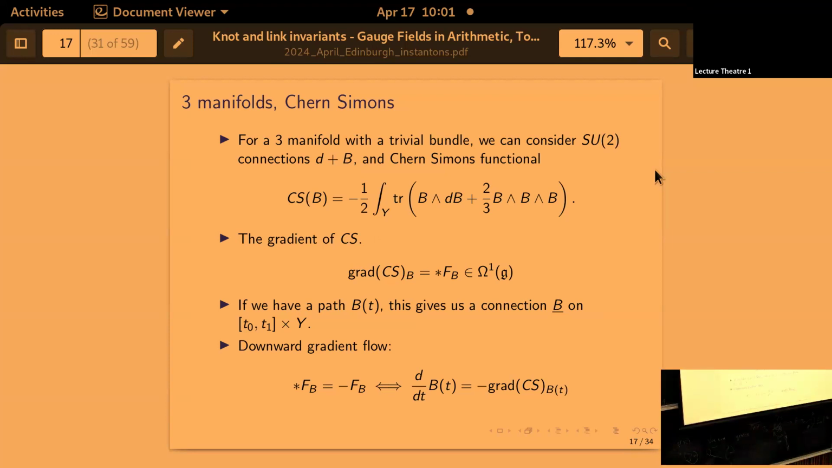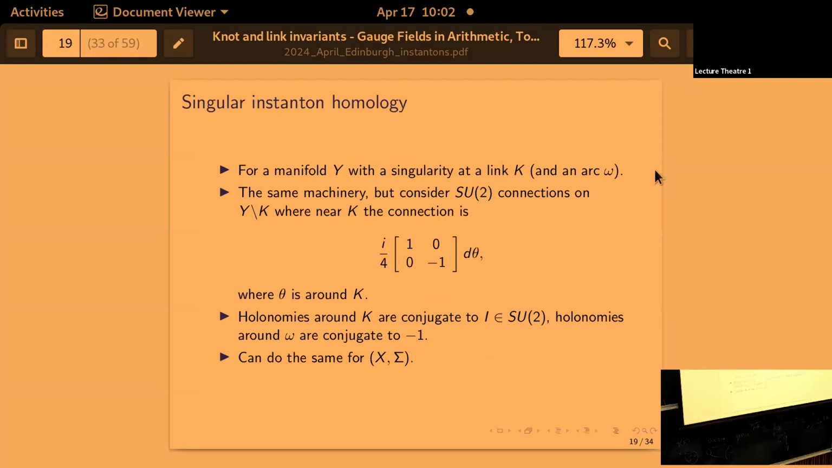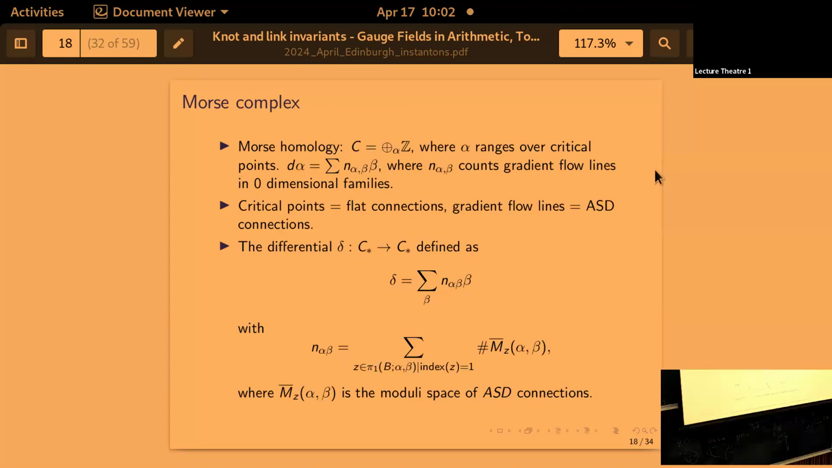Okay, so you look at a complex that's generated by the critical points, which are flat connections, and the differentials count the gradient flow lines, which are anti-self-dual connections, right? So this is the reason I'm interested in anti-self-dual connections, or instantons.